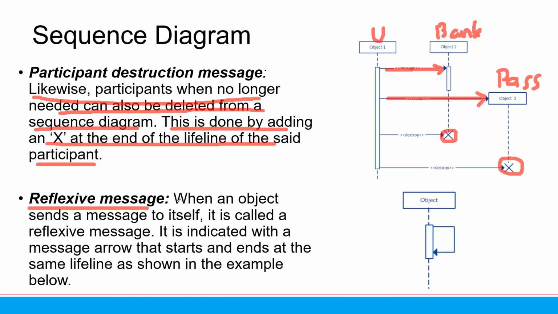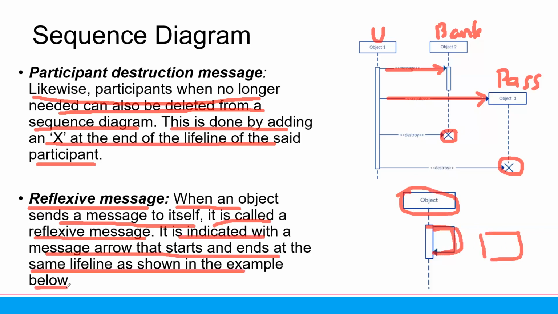Reflexive message is when an object sends a message to itself. It is called a reflexive message. So if you are the user, and you open the system or the application, and let's say the app gives you the engine sound, it is a kind of reflexive message. It is indicated with a message arrow that starts and ends at the same lifeline, as shown in this view. If you want to access the bank, it will show the reflexive message, okay, please put your certificate. Then we have the reflexive message before we can access any other method in the other lifeline.